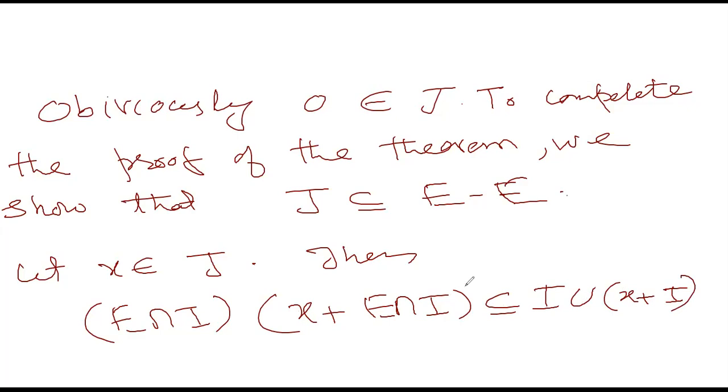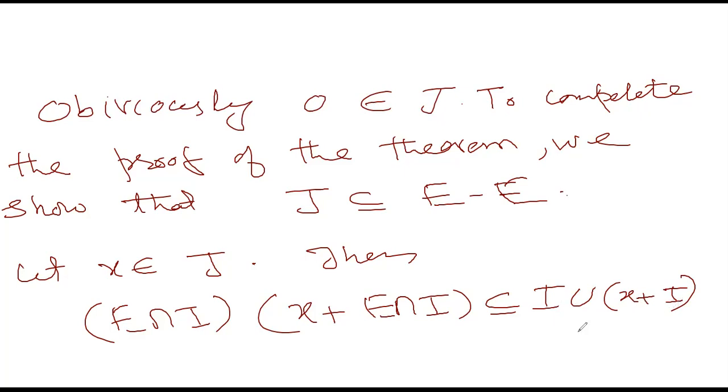But since this x is chosen in this interval J, that means each coordinate of this vector, x1, x2 up to xn, lies between minus delta and plus delta. Then you can easily verify that I is obviously a subset of I delta, but x plus I is also a subset of I delta.